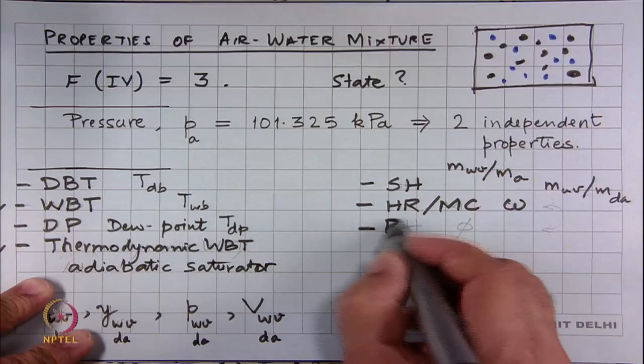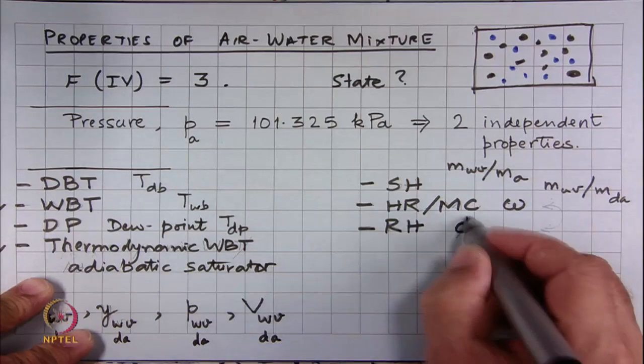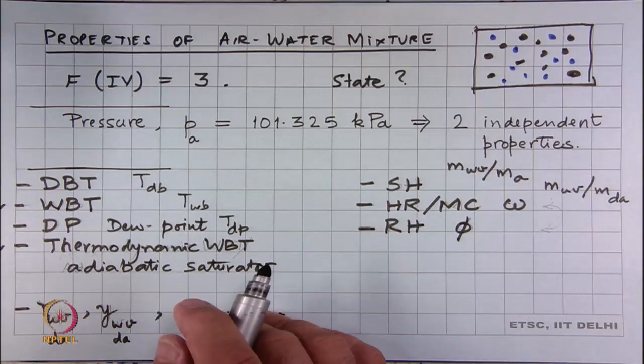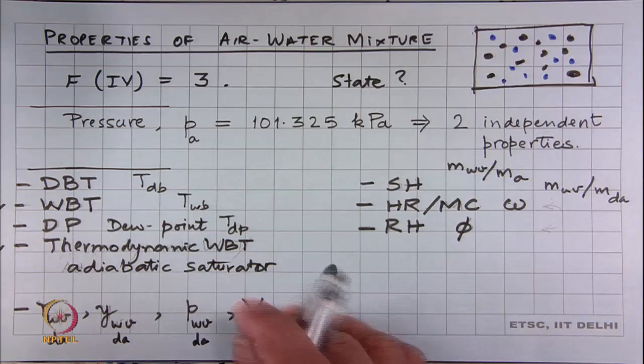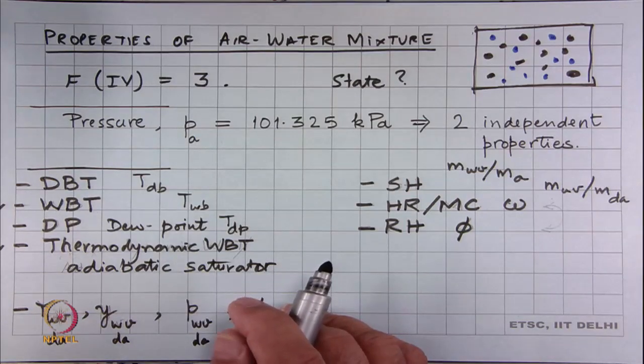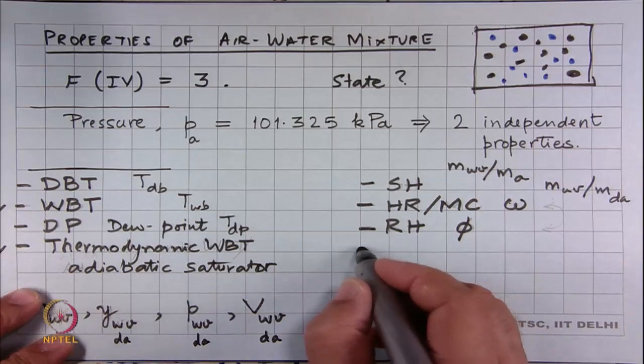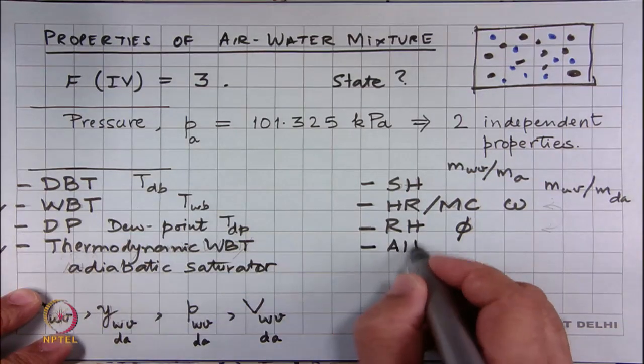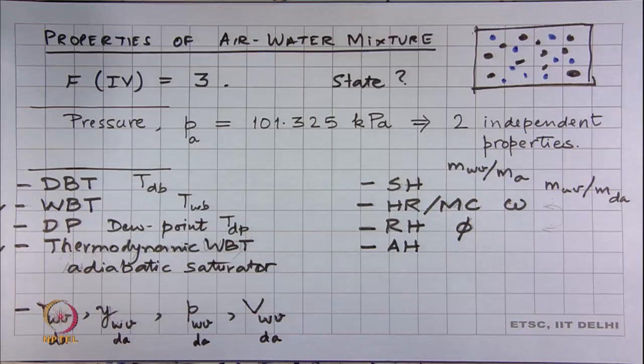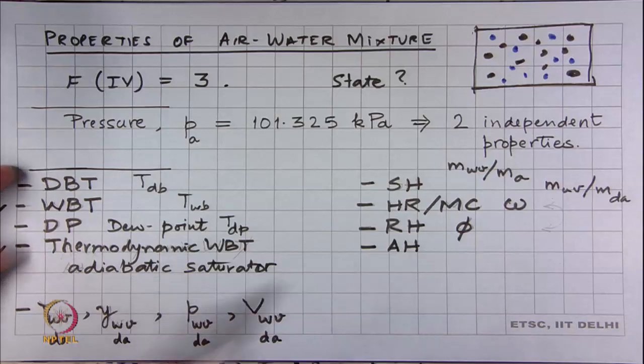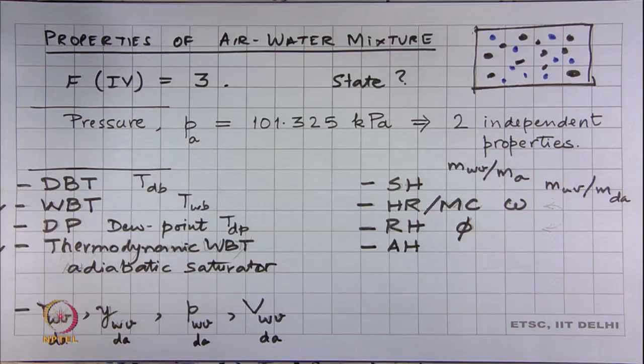Then we defined relative humidity with the symbol phi, which was the mass of vapor in the atmosphere divided by the mass of vapor that would be required to saturate the air at the same temperature. And then we also had another term, which was the absolute humidity. So, these are the options that we have: so many temperatures, humidities, and so many combinations. The question is, are they all independent, or are some of them connected to one another?